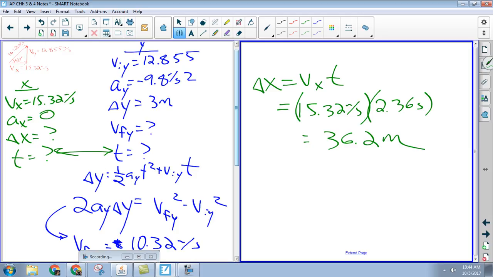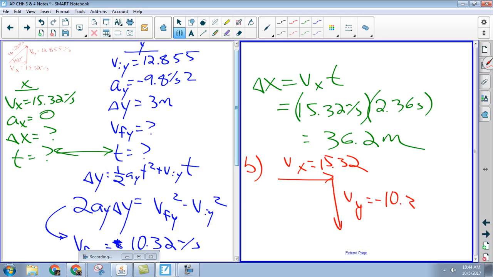All right, finally, before the bell rings, how do we find the velocity as it enters the hoop? Well, as it enters the hoop, I know my Vx is 15.32. And a minute ago, I found my Vy, negative 10.32, right? So now I can find my V just by doing Pythagorean theorem and some trig.